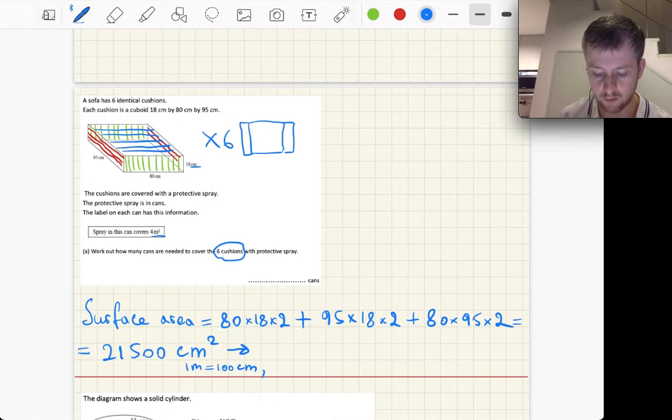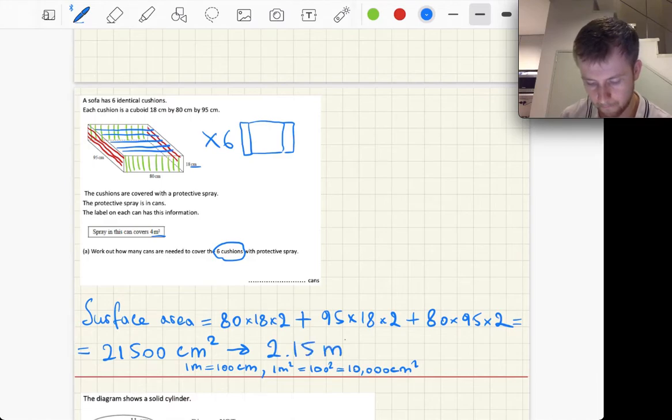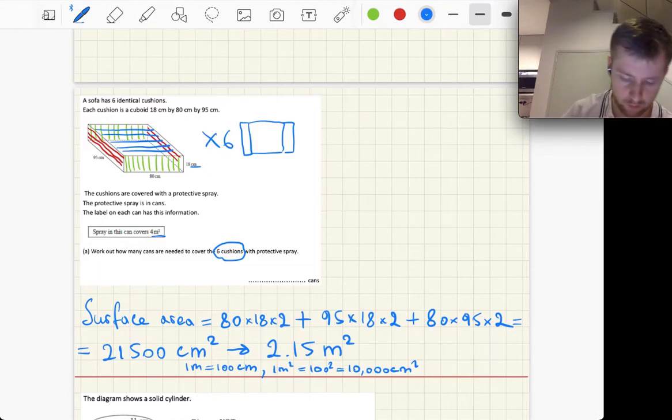So if 1 meter equals 100 centimeters, then 1 meter squared equals 100 squared, which will be 10,000 centimeters squared. Here we go, I just worked it out. So we can see that 21,500 centimeters squared will be equal to 2.15 meters squared, all right? Then, of course, so this was our step 1.